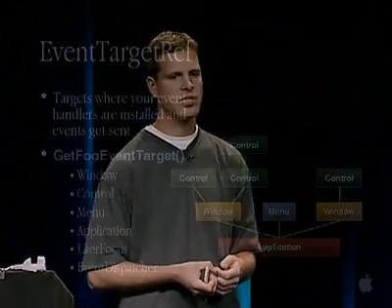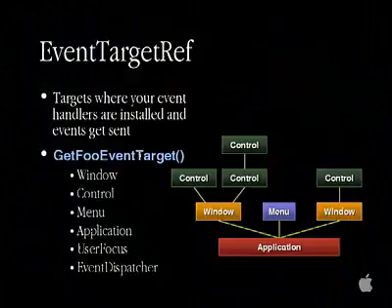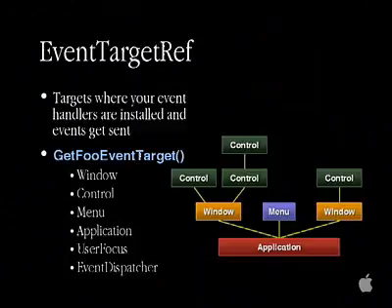Each UI element has an event target associated with it. So that's in terms of windows, controls, menus, the application, even the user focus, and the event dispatcher itself. This is where you install your event handler. So if you're interested in getting an event in a control, you would install an event handler on that control target. And the events are then sent to that target and then to your handler.